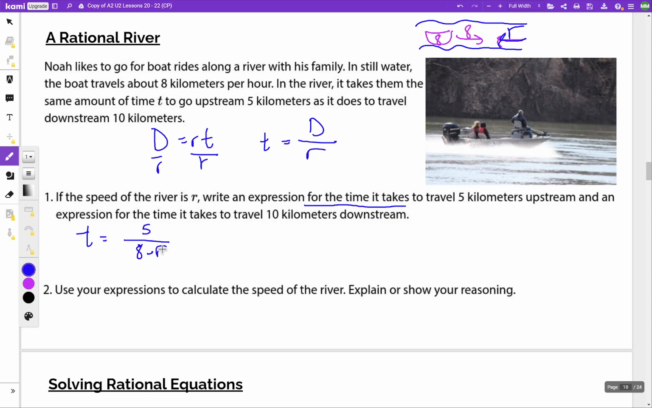So let's do the same thing when we're traveling downstream. So for when we're traveling downstream, t equals 10 over, because we're traveling 10 kilometers. But now what's my speed when I'm traveling downstream?